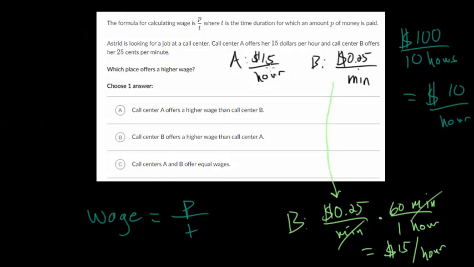So they're actually the same wage. At both call center A and call center B, you would make $15 per hour. So choice letter C is correct. Call centers A and B offer equal wages. So let's try another one.